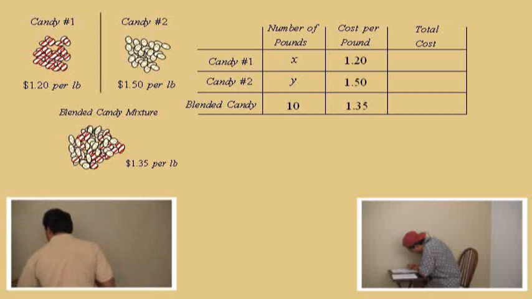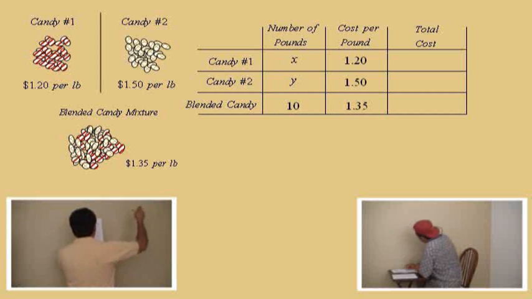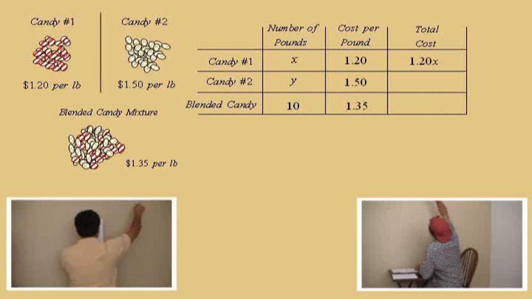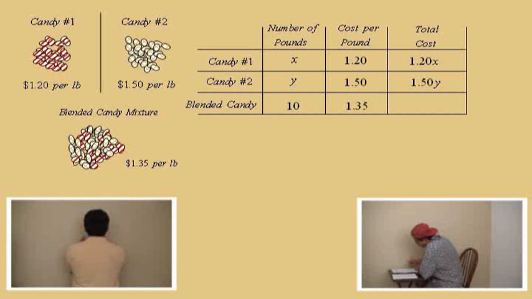Now we're ready to get our total cost. Okay. What's our total cost for candy 1, Charlie? 1.20x. 1.20x. You don't have to put the zero if you don't want to. Okay. For candy 2, what is it? Total cost? 1.50y. 1.50y. Now, for the blended candy, Charlie, we have 10 times 1.35. And what is that, Charlie? 13.5. 13.5. Yes, 13.50 or 13.5.